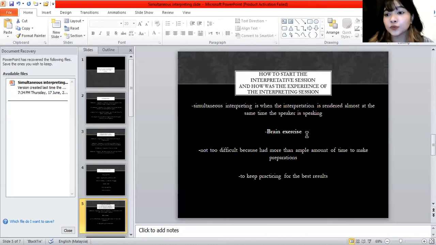Brain exercise, which is actually practice. Let's say you have an interpretation session soon, and maybe you can do some exercise that's similar to your next session, to make sure that your brain is completely adapted to the situation that's similar to your session. Yeah.